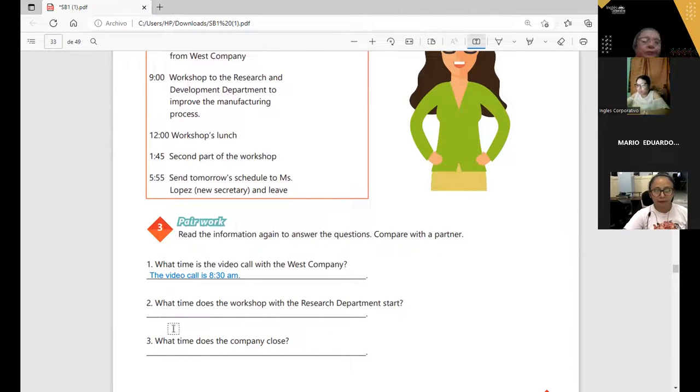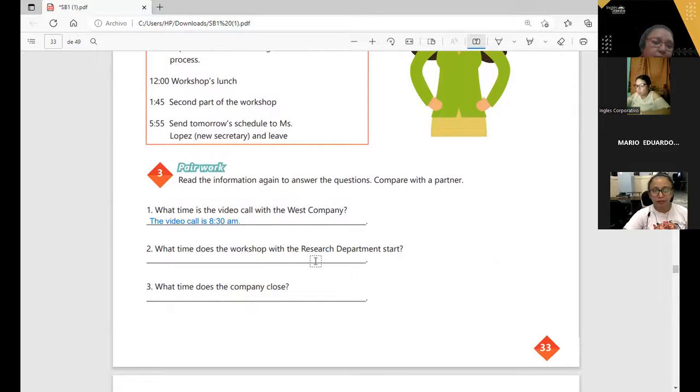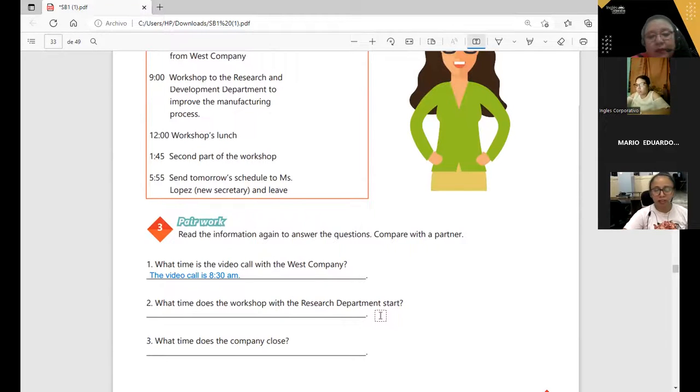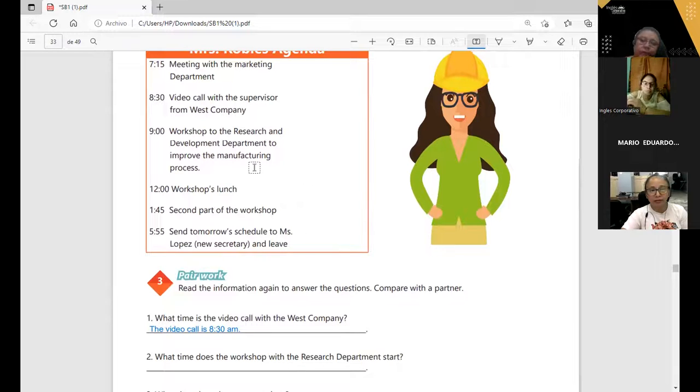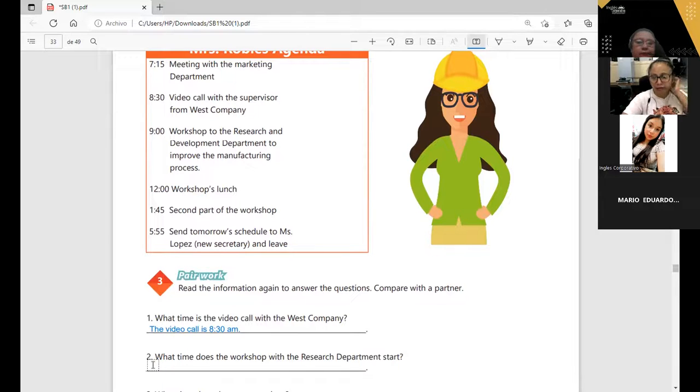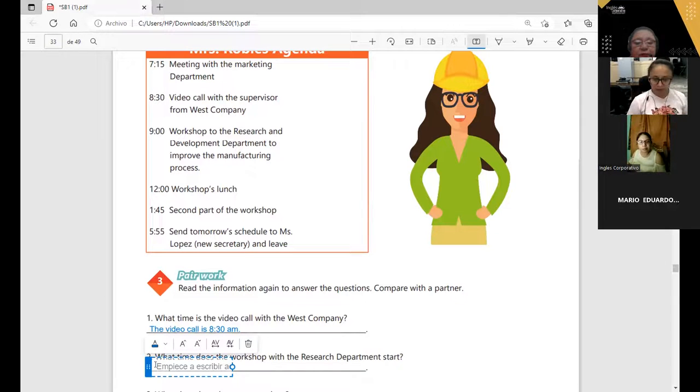La otra dice, what time does the workshop with the research department start? Nine o'clock. Entonces sería that workshop. Ahí tengo una duda porque dice does. Entonces la respuesta empieza por the workshop, porque es tercera persona del singular. Se elimina the workshop y lo sustituye por un pronombre personal, es it. What time does it start? El workshop puede ser sustituido por it, tercera persona de singular, por eso lleva does.